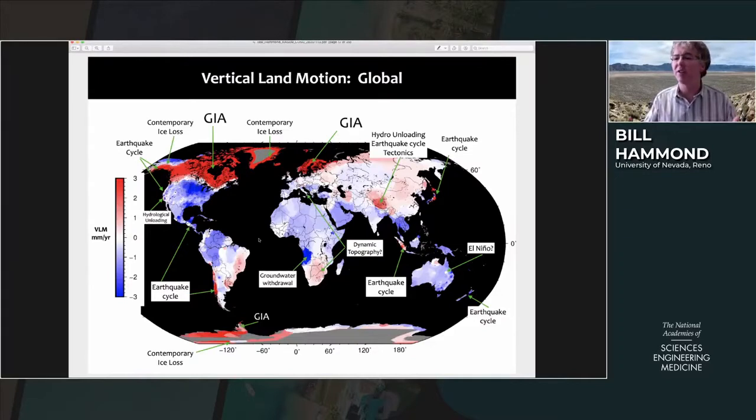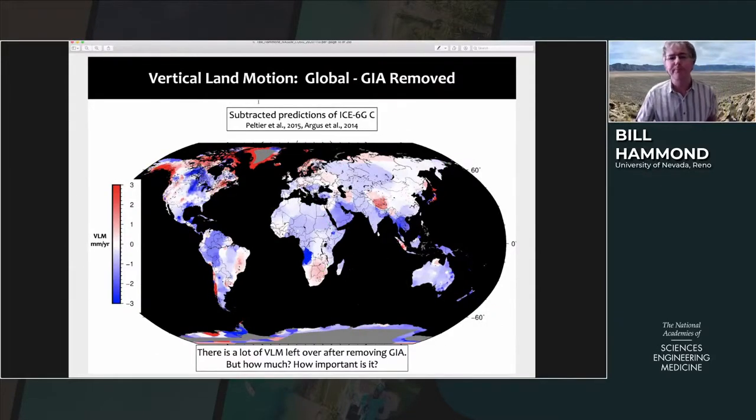There are lots of things that can go on, and it does take work for each one of these locations to try and interpret it and understand whether it's going to be a long-term geodynamic effect or whether it's a short-term aquifer effect. Usually more work needs to be done. But we can do things that help just based on the GPS data alone.